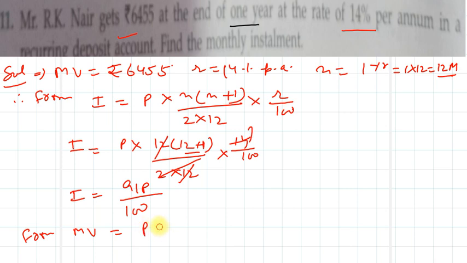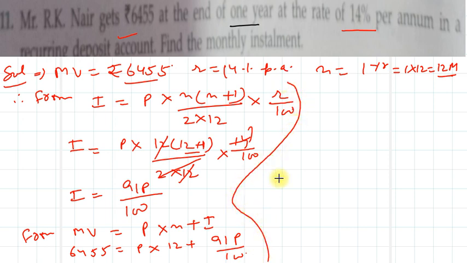Maturity value formula is P into n plus I. Maturity value is 6455 equal to P into 12 plus interest, which we have found, 91p upon 100. So I am solving further here. P into 12, so this has become 6455 equal to 12p plus 91p upon 100.